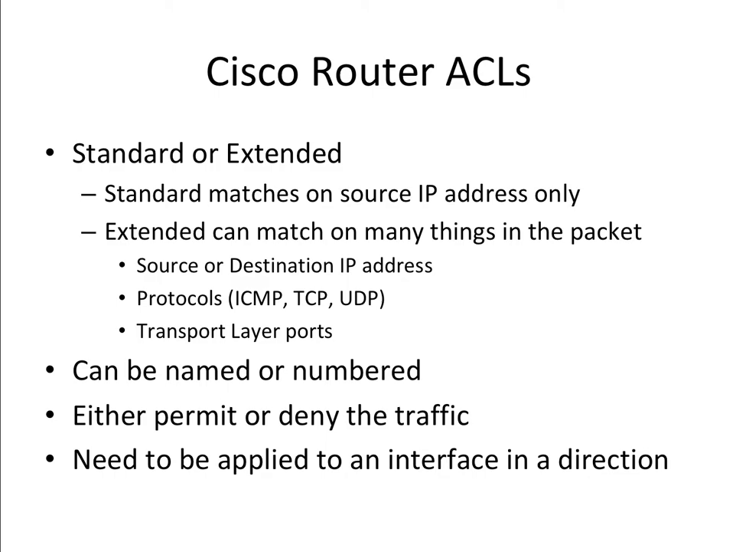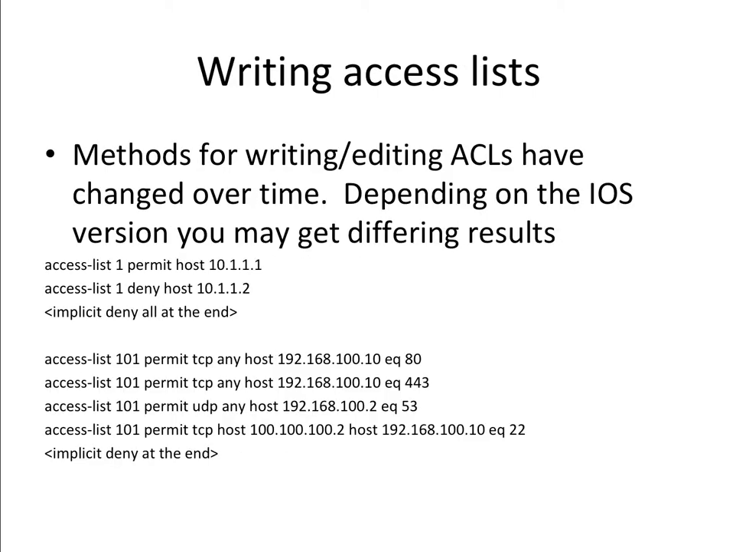The access list will either permit or deny the traffic. It should be noted, and I will note it several times throughout this, that every access list has an implicit deny at the end. So if you create a list, anything you don't explicitly permit through that list will get dropped at the end. So if you want to let everything through, then you need to put a permit IP any any line in the list. And then finally, we need to apply the access list to an interface in a direction, and we'll talk about that a little bit later.